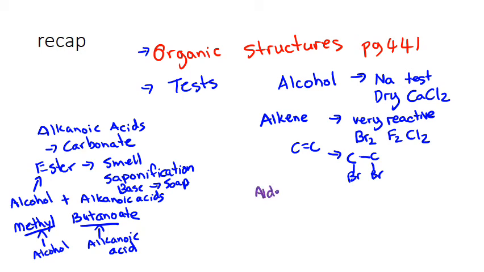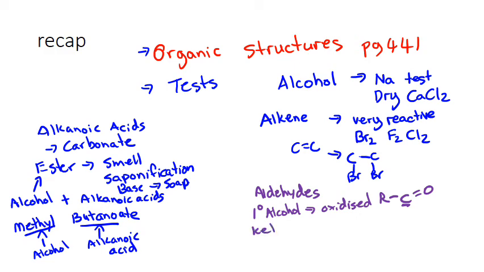Aldehydes. Aldehydes. Okay. So they are primary alcohols that have been oxidized. And they have that double bond oxygen on the end of the carbon chain. Okay, whereas ketones are from your secondary alcohols that have been oxidized, and they're like in your middle carbon. So you've got a couple of carbons either side.